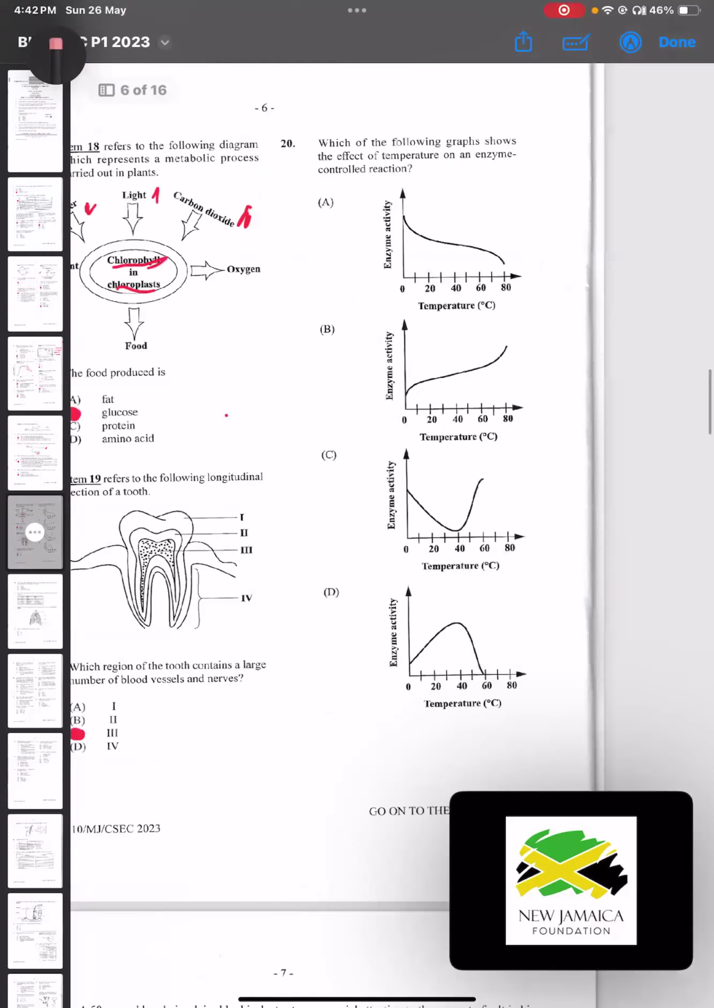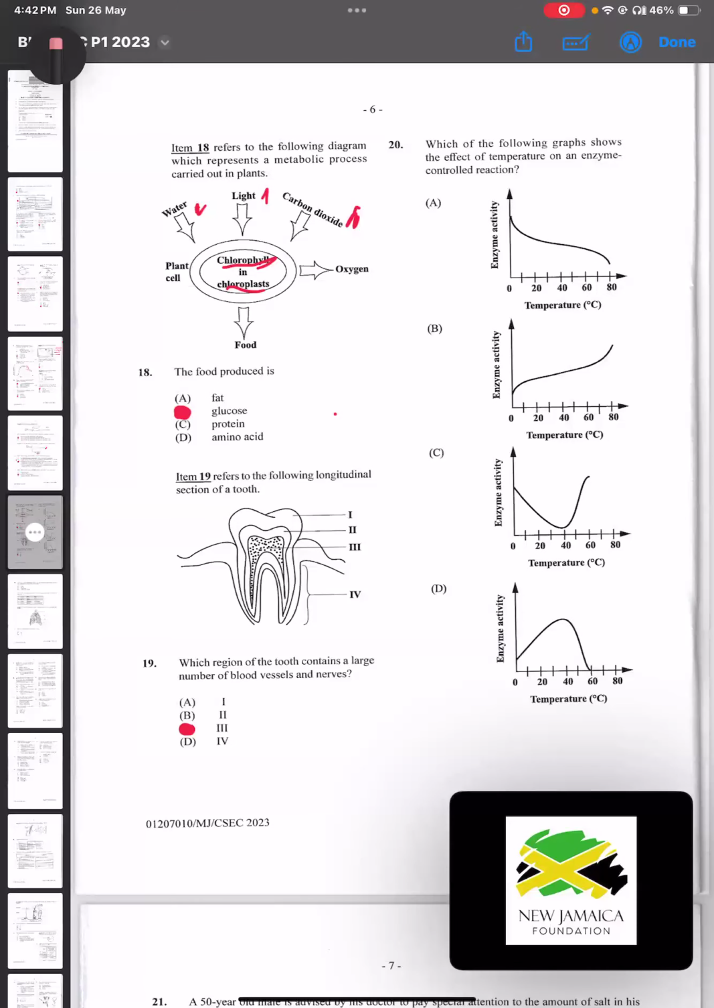And then for 20, it is asking you about the effect of temperature on enzymes. And we know that when it reaches beyond 40 degrees, the temperature starts causing the enzymes to be denatured. So you will have a drop off. So the answer would be D, because the enzyme activity would decrease because they have died because the temperature has passed 40 degrees.